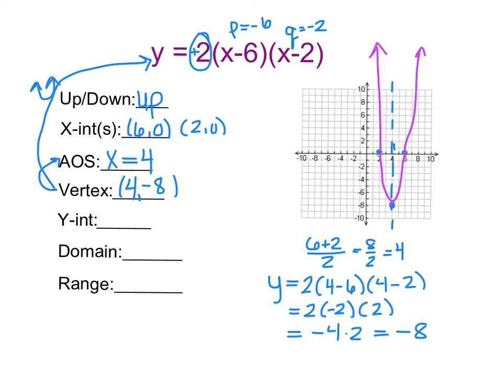Now the last things I need to calculate are my domain, my range, and my y-intercept. Well, I can see this graph goes forever left and right.